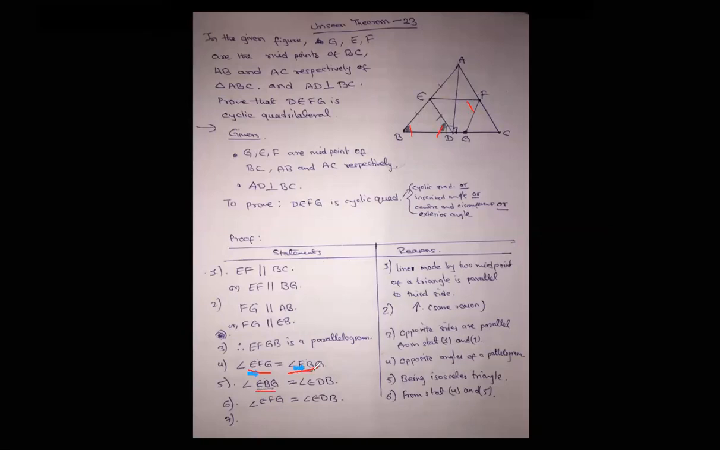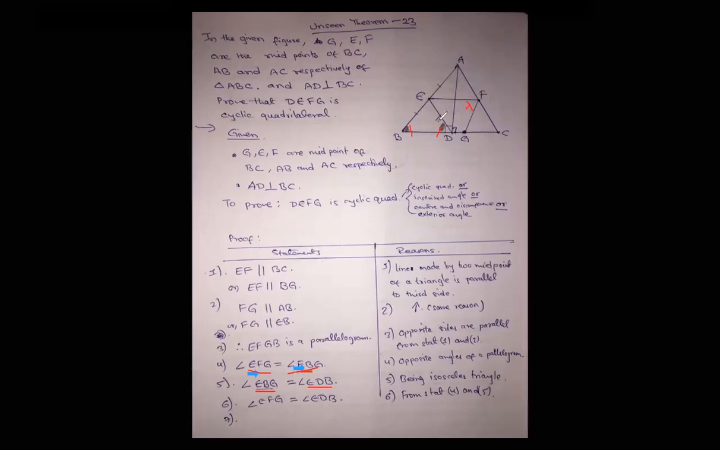EBG, EBG. If these two angles are equal, then these two angles are also equal to each other. You can have EFG, EFG. And next one, EDB, EDB. So theta equals theta, equal to 15 from statements 4 and 5. This one is EFG, this angle. And the other case, EDB, this angle.